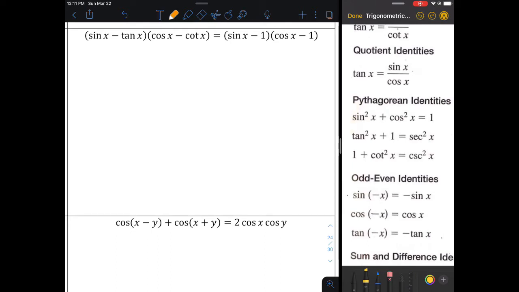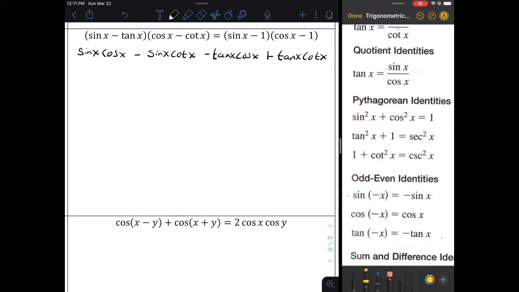I'm going to say, let's just multiply this whole left-hand side out, and let's see what happens and how we'll go from there. Now, there could be a better approach, but that's what my gut tells me to do. So I'm going to start multiplying this out. I have sine of x times cosine x, and then minus sine of x times cotangent x, minus tan x cosine x, plus tangent x times cotan x.